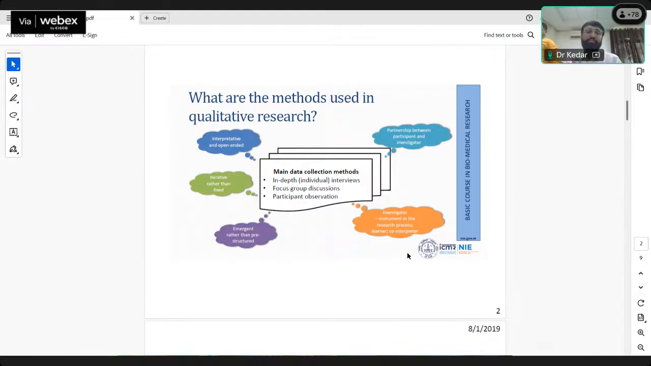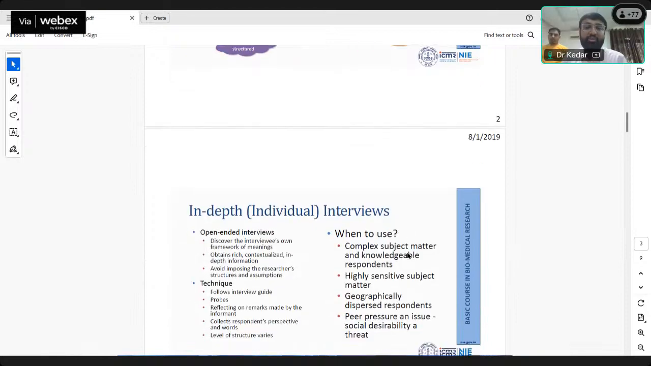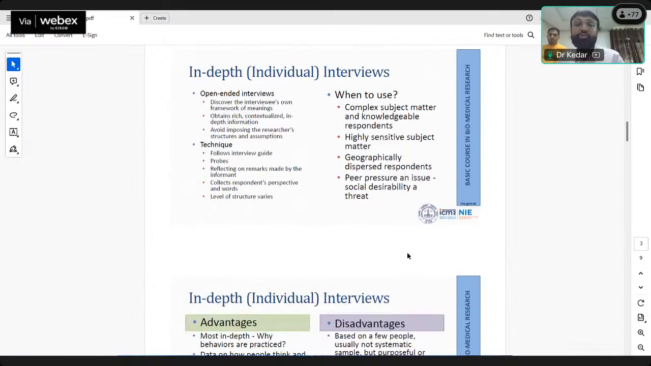Now quickly, I'm going to touch upon these 3 important methods and their advantages and disadvantages as per the module. Looking at the first, in-depth interview: when do we use it? When the topic is very sensitive and we want to find out certain reasons, or the subject matter is complex and the respondent should be knowledgeable. We use it when the topic is highly sensitive, which a person would usually not answer in a survey. In such a situation, we need to have an in-depth interview.